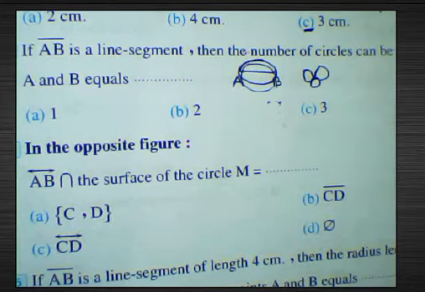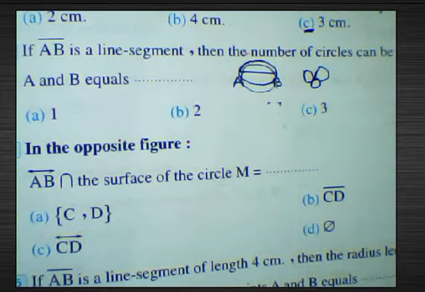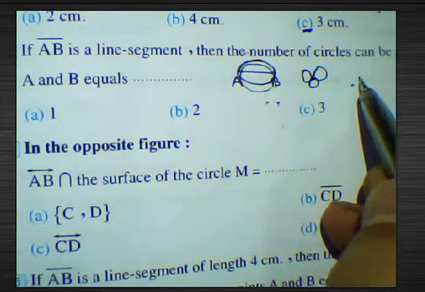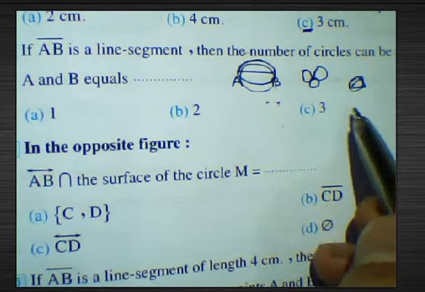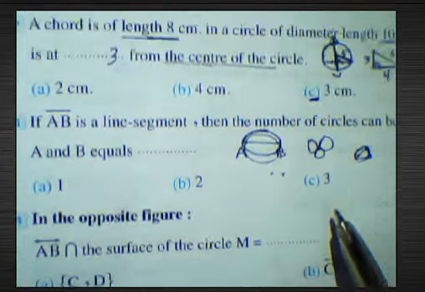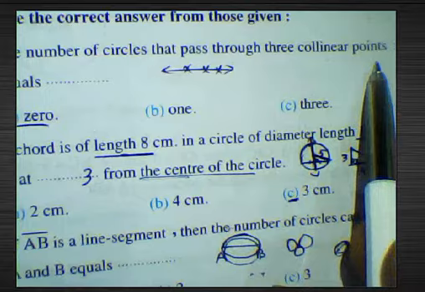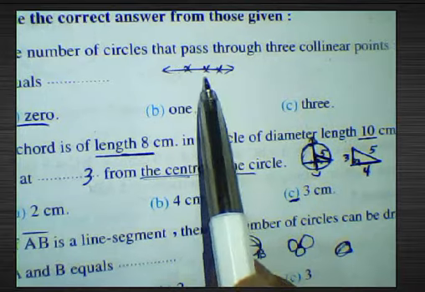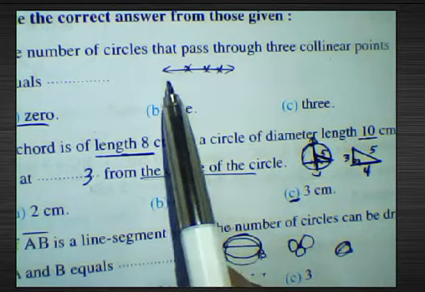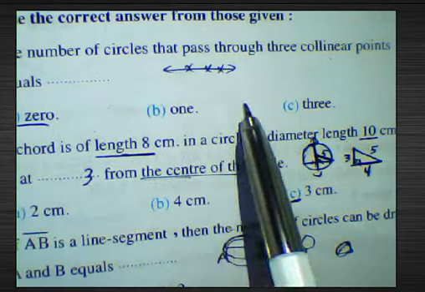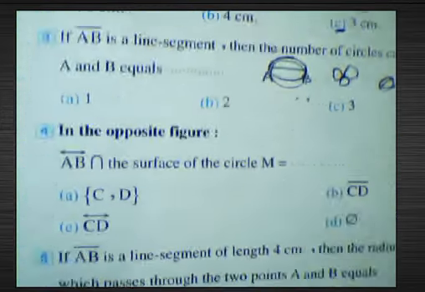But if we have 3 non-collinear points, meaning a triangle, there will be 1 circle passing through them. But in question number 1, we have 3 collinear points, meaning in the same straight line. So we have 0. We haven't any circle passing through 3 such points at the same time.